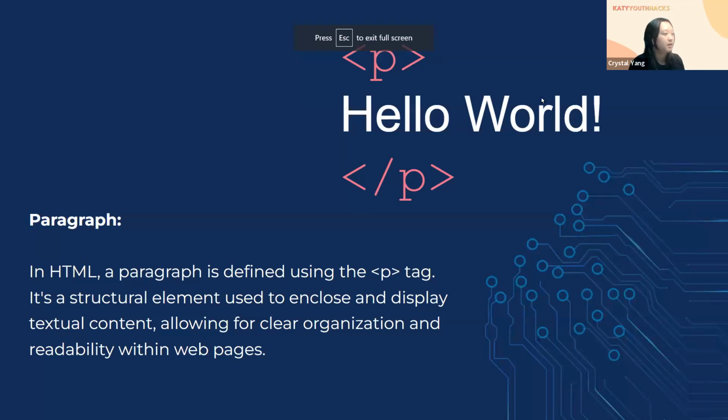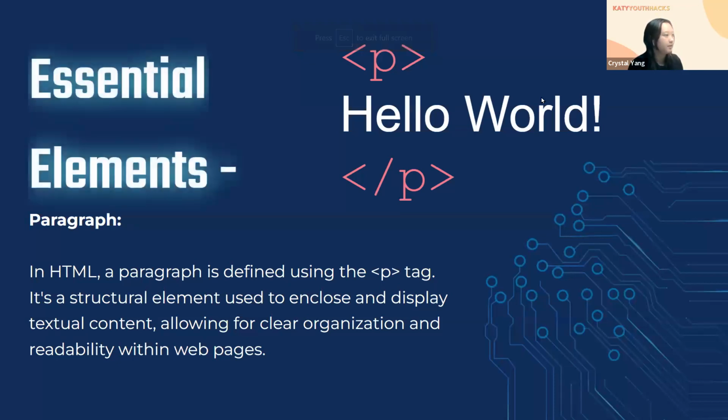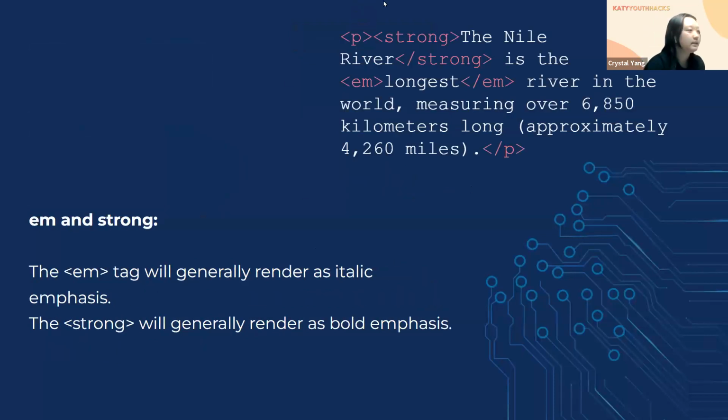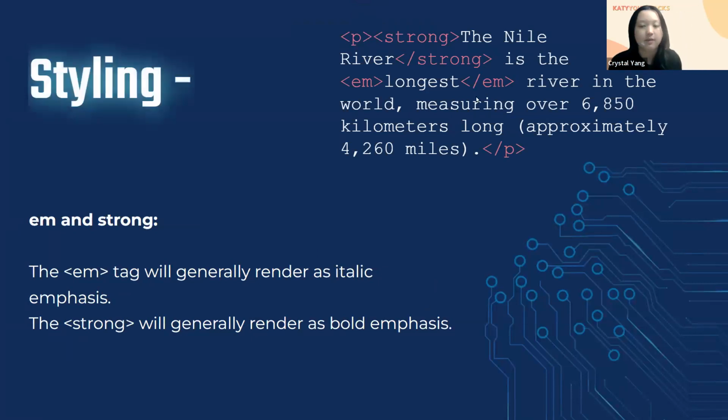Cool. The next element that we have are these styling elements. This is for text specifically. If you want to make some text stand out, or make text bold or italicized, then you can use these tags. They're commonly used just to make your website look more clean.